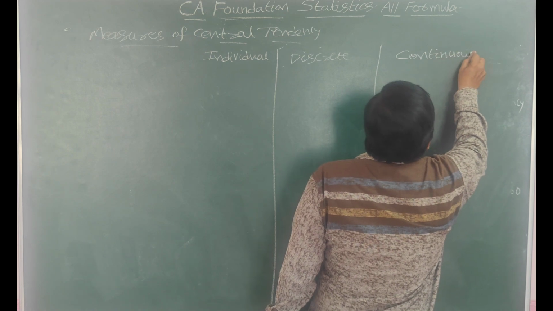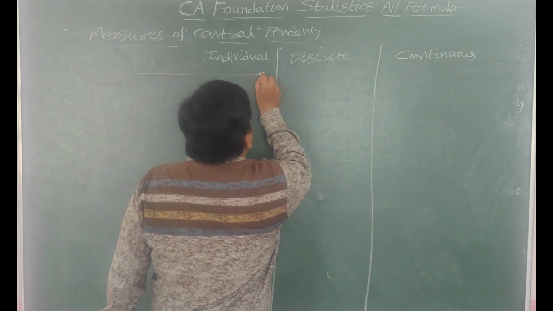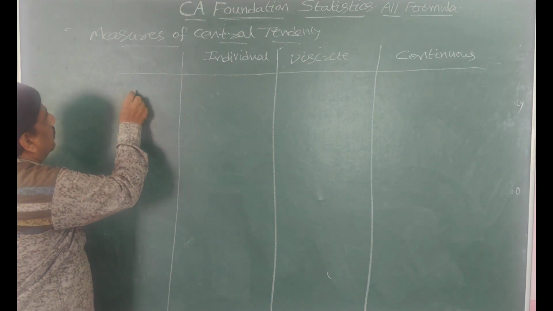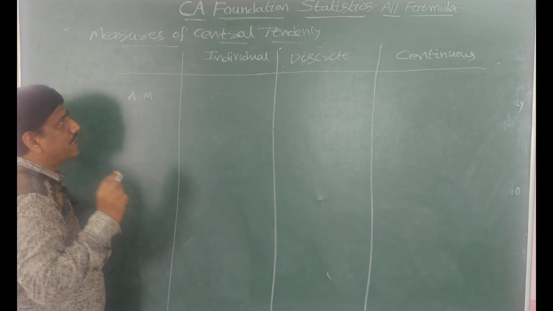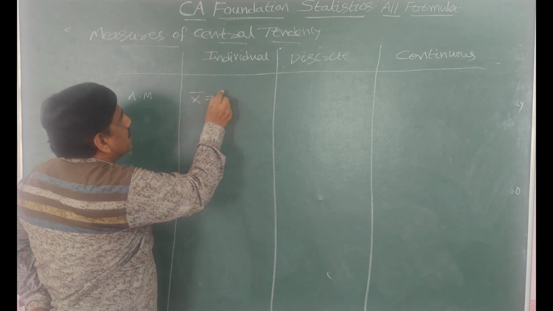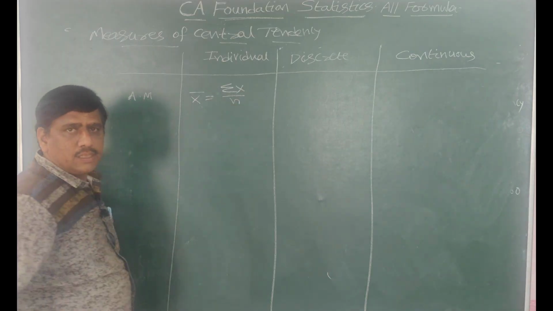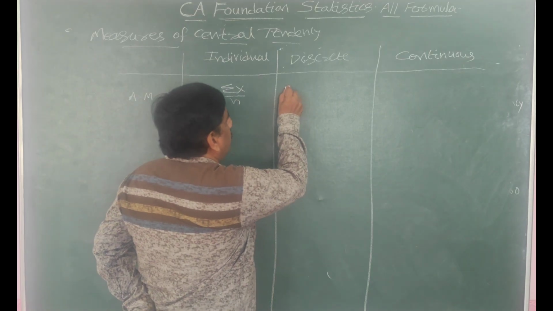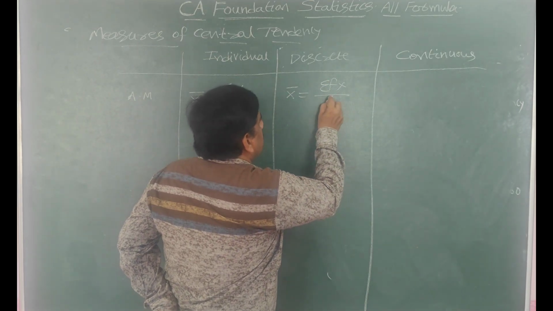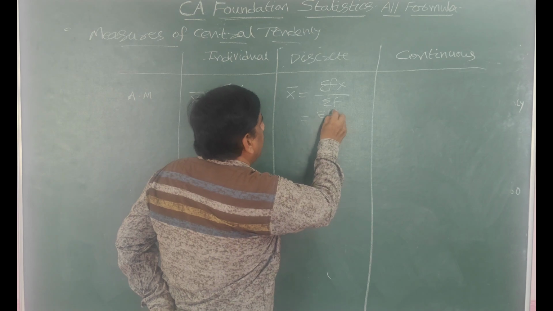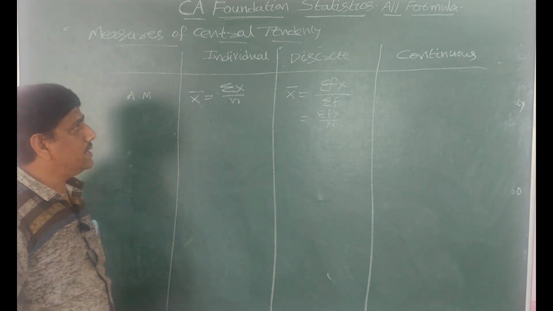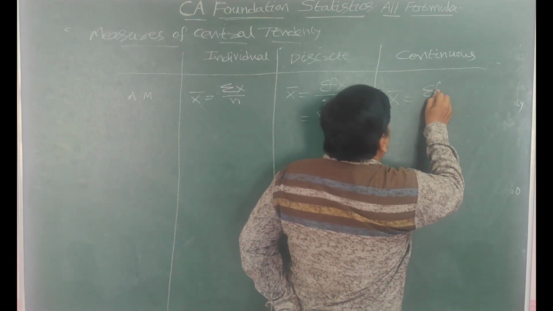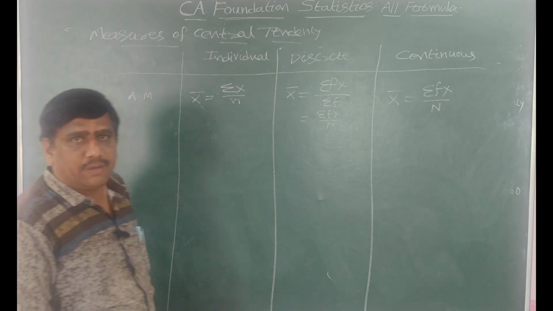So firstly, in central tendencies, our first measure of central tendency is arithmetic mean, AM. Arithmetic mean, it is denoted by X bar, and individual series formula is sum of the values by number of values, summation X by N. Similarly, coming to discrete series, the formula will be summation Fx by summation F, or summation Fx by capital N. X bar formula in the discrete series is summation Fx by capital N. Use the same formula for continuous series also. So X bar formula in the case of continuous series is summation Fx by capital N.